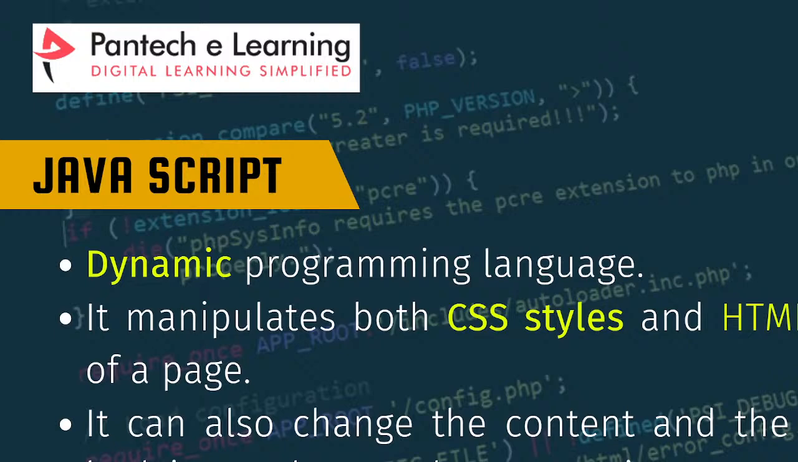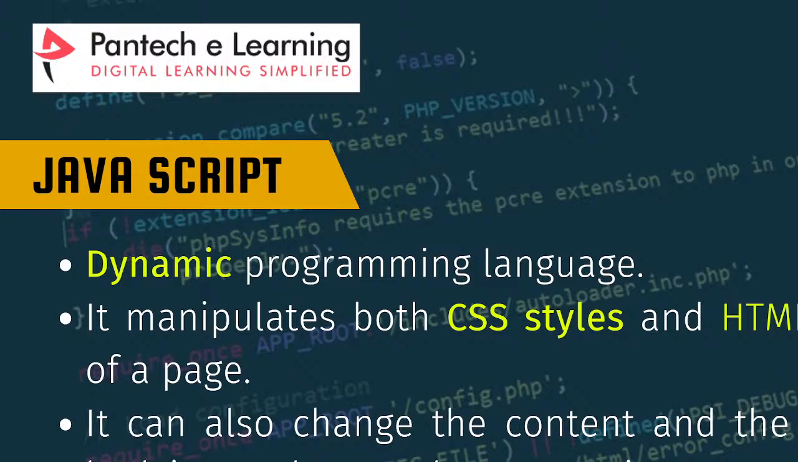Fine. So we know that JavaScript is a dynamic programming language which is a little bit difficult. I understand that. For a basic beginner, it is a little bit difficult to learn. But if you once learn this scripting, you will thoroughly enjoy developing applications through JS. So it is helpful to manipulate both CSS style as well as HTML attributes of the page.